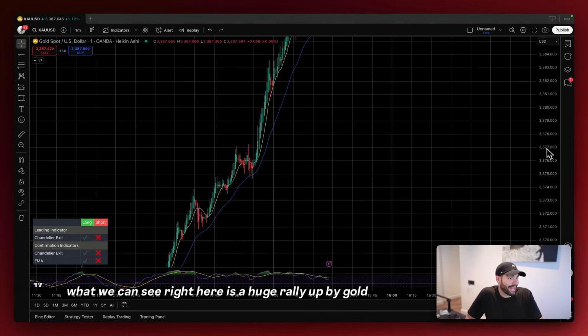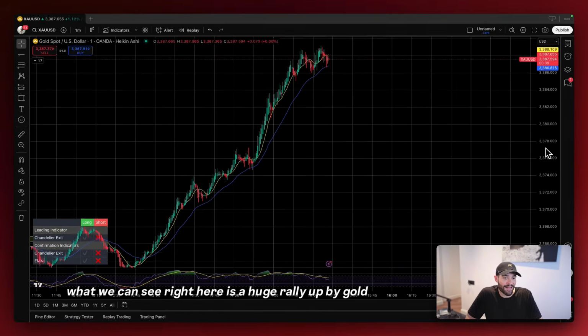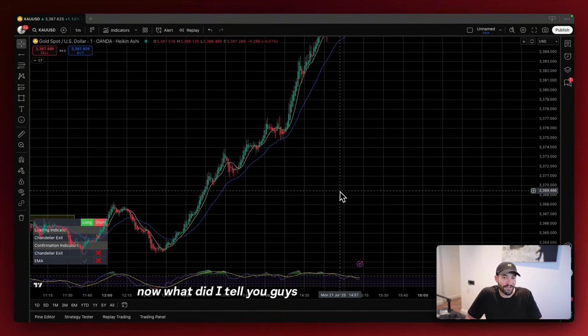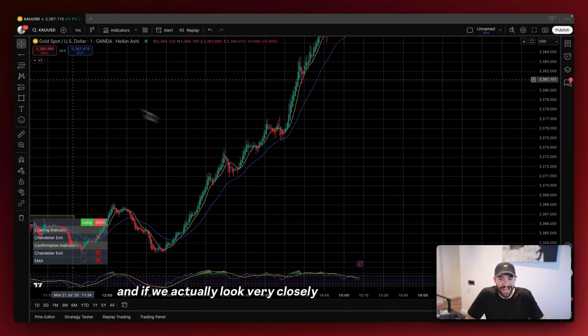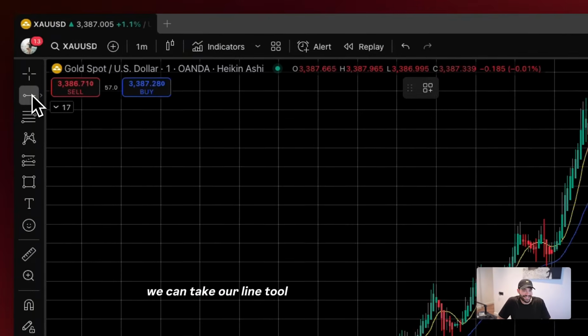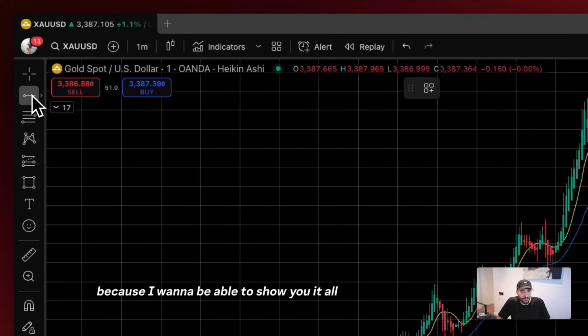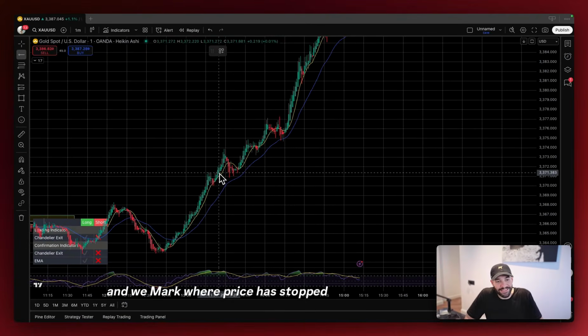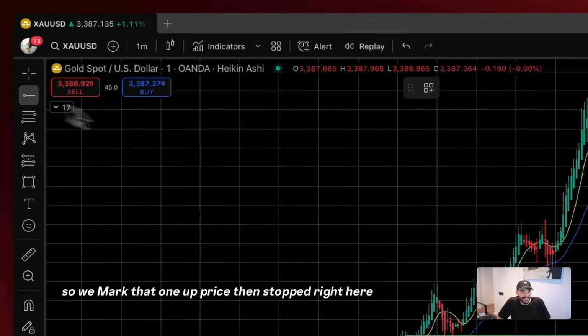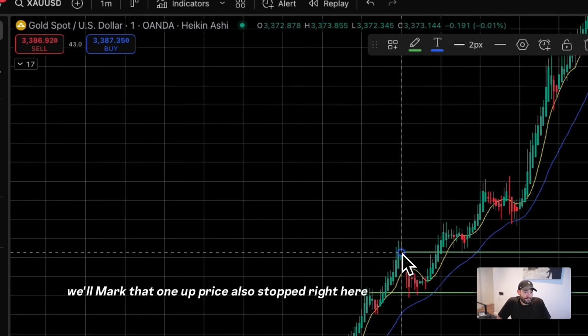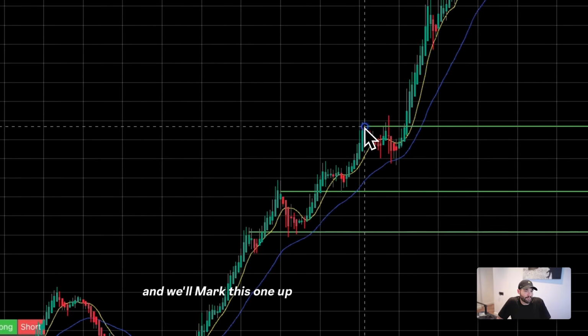So what we can see right here is a huge rally up by gold. Now, what did I tell you guys? When we're looking at a big rally up, a swing high, we want to see where it reaches that ceiling and it stops moving. And if we look very closely, we can take our line tool, because I want to be able to show you it all, and we mark where price has stopped. So price stopped right here, so we mark that one up. Price then stopped right here, we'll mark that one up. Price also stopped right here, and we'll mark this one up.